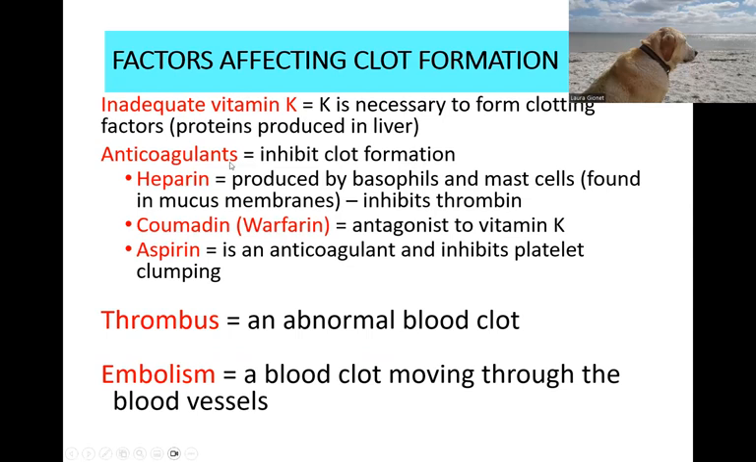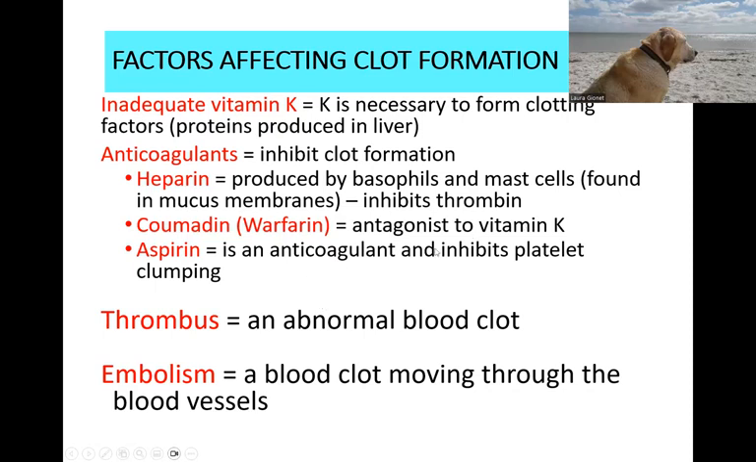The anticoagulants that inhibit clot formation: heparin, produced by basophils and mast cells, inhibits thrombin. Coumadin, otherwise known as warfarin, is an antagonist to vitamin K. And aspirin is an anticoagulant that inhibits platelet clumping.